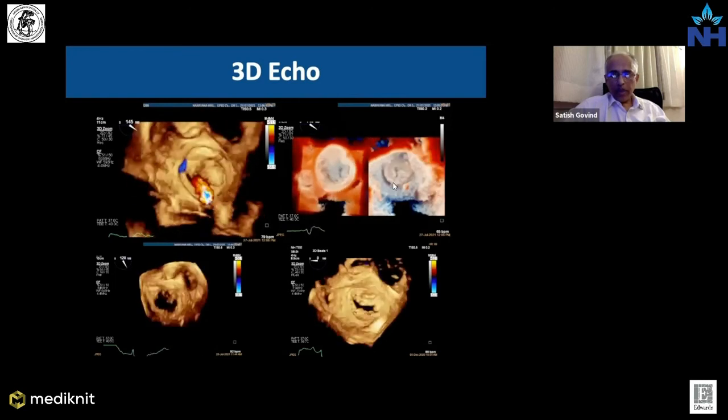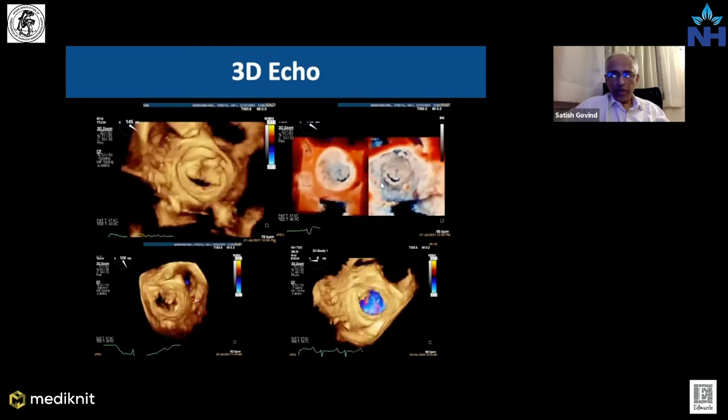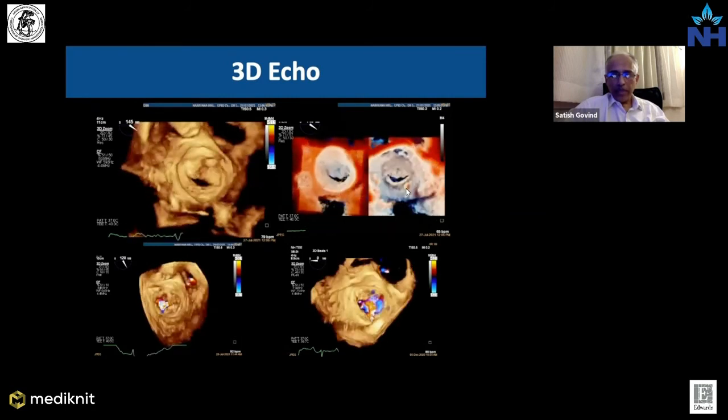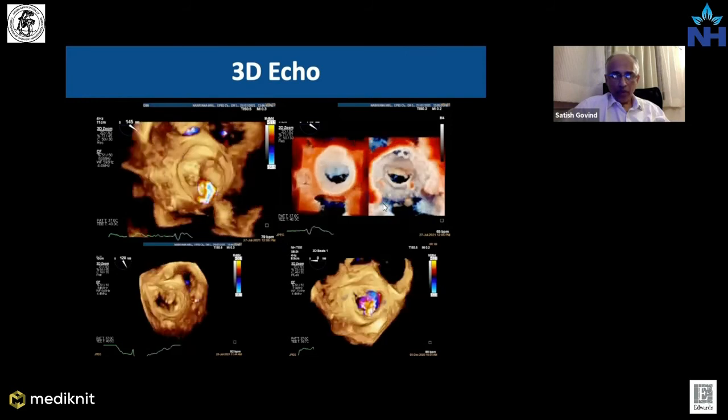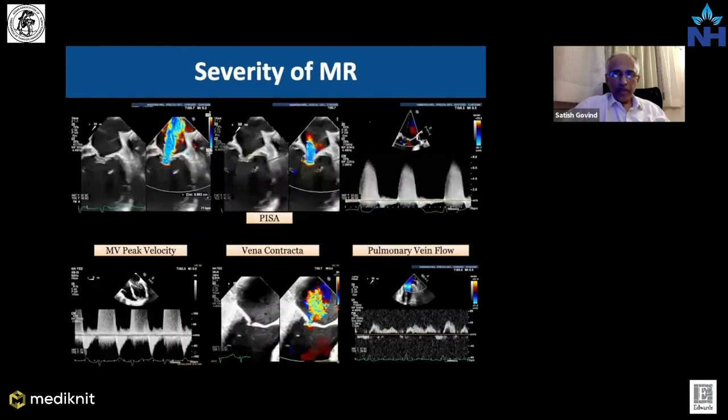Also, with the availability of the true view and also the dual image, you can simultaneously look at the left atrial side as well as the left ventricular side of the leaflets, and it gives you a fair idea of what is happening to the mitral valve. Then the severity of MR is investigated, just like the transthoracic. So there is the PISA here. You have to do it the full complete way. And then the mitral wave peak velocity, the vena contracta, the pulmonary vein flow. So these are standard minimum parameters which you have to go through.